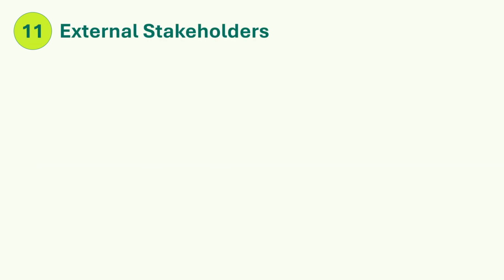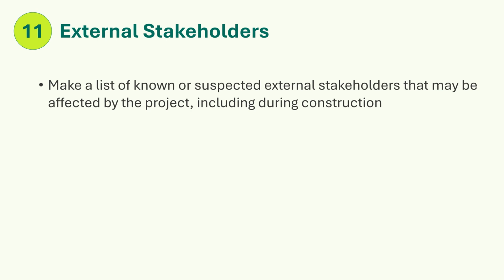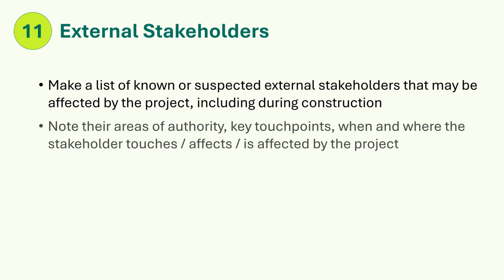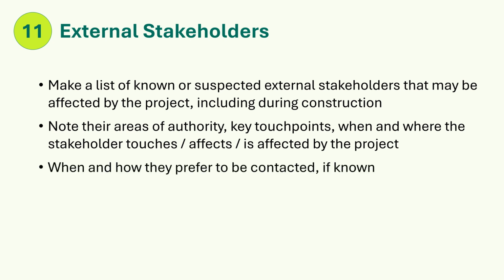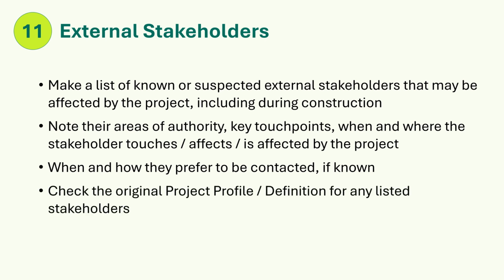Step 11. External stakeholders. Make a list of known or suspected external stakeholders that may be affected by the project, including during construction. Note their areas of authority, key touchpoints, when and where the stakeholder touches or is affected by the project, and when and how they prefer to be contacted, if known. Also check the original project profile definition for any listed stakeholders. Copy this into your PMP.